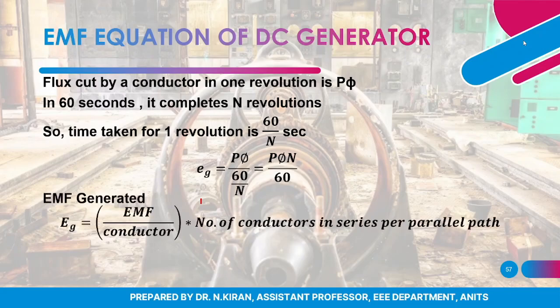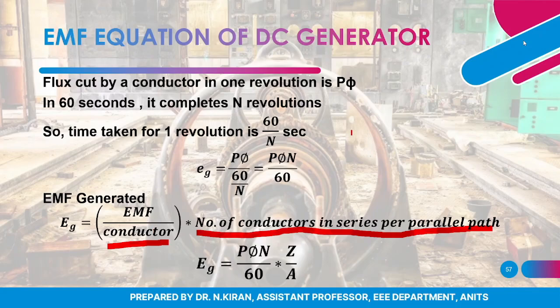But we actually need the generated EMF of the entire DC generator. That is nothing but the generated EMF of one single conductor into the total number of conductors connected in series per parallel path. This we already know. P phi N by 60 is the EMF generated in one single conductor. How many such conductors do I have? Z. And how many parallel paths do I have? A. So my total expression for the EMF equation of a DC generator will be P phi N by 60 into Z by A.